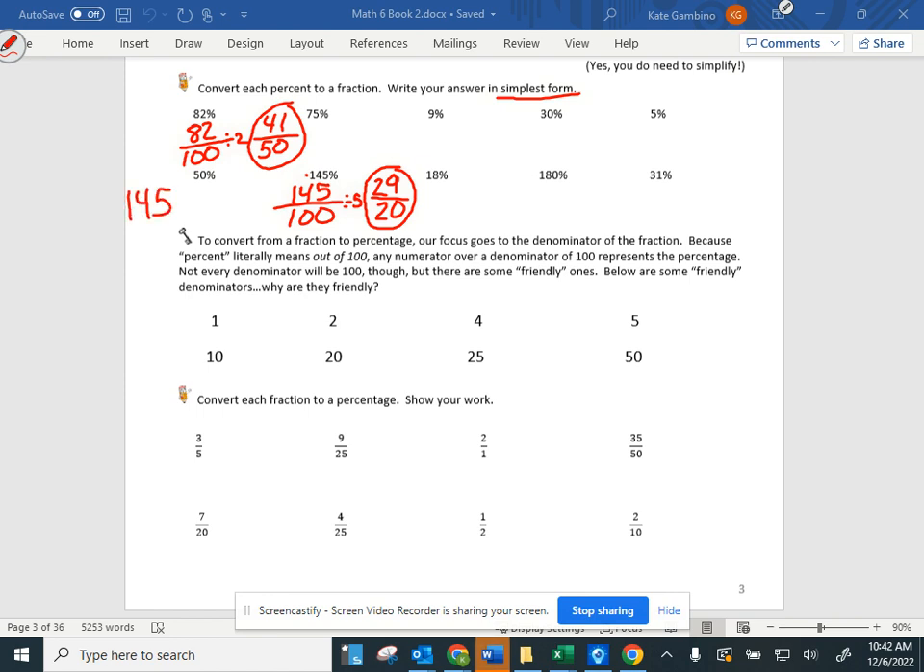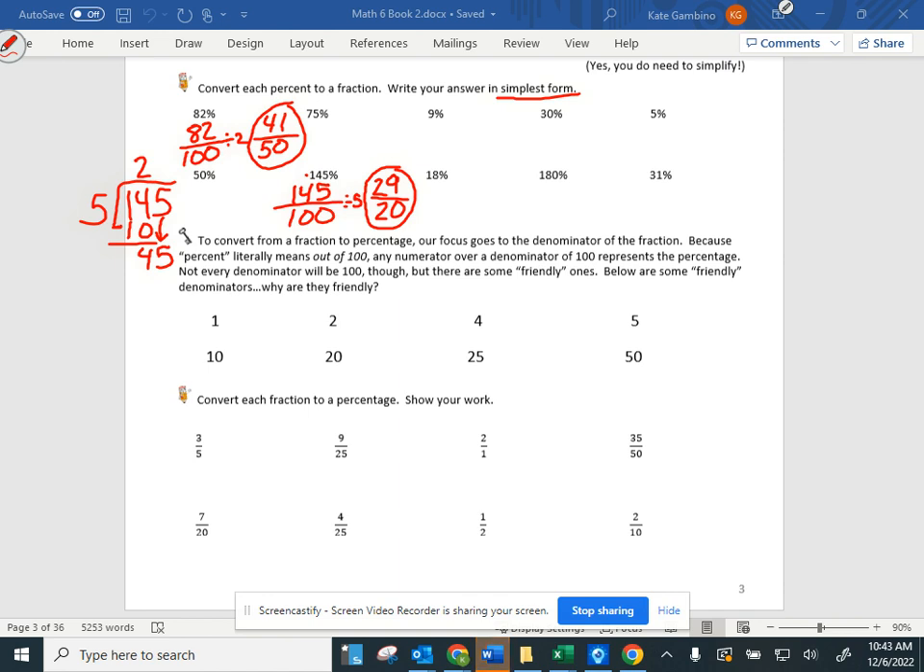So 145 divided by 5. This is just a refresher on how to do long division. 5 can't go into 1, so now I'm going to look at 5 into 14. 5 can go into 14 2 times. 2 times 5 is 10, so I'm going to subtract that out. 14 minus 10 is 4. I'm going to bring down my 5.